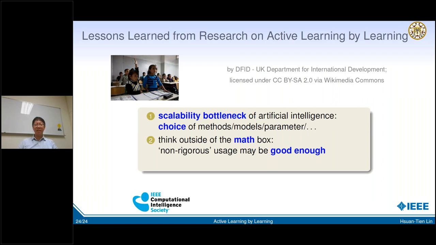And when designing the algorithm, it may be important to think outside of the math box. There are non-rigorous usages of the math tools that may be good enough in terms of algorithm design, and it may inspire future math studies on why it works. And in terms of the libact package, we learned that easy to use in designing the package doesn't mean easy to use in reality, much like how we have the install issues in libact. And there's a long way to go to really put those algorithms to practical use, in realistic scenarios, whether for open source or for industry projects.